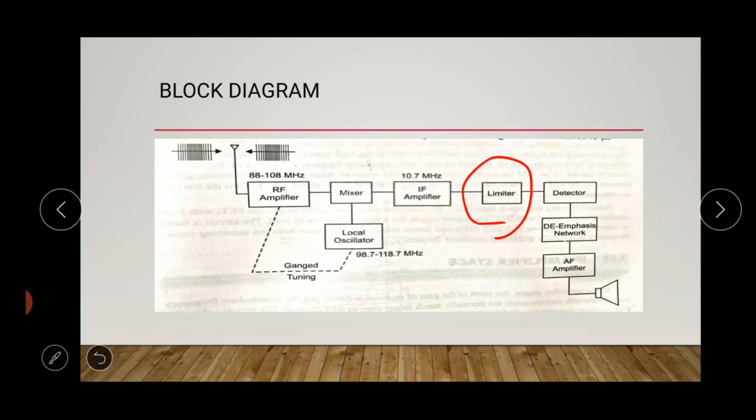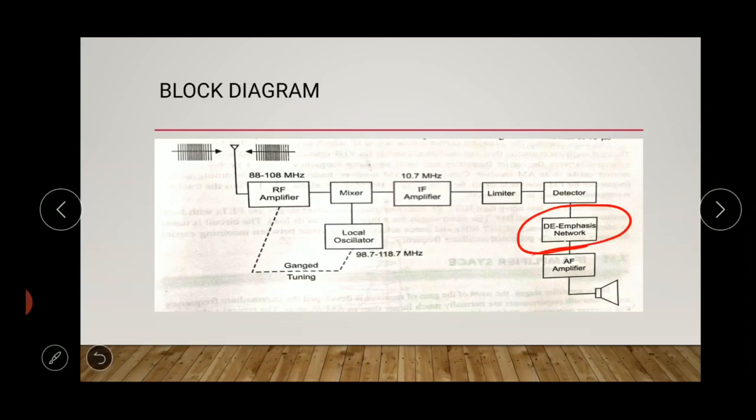Then, the output of the limiter is applied to the detector, which recovers the modulating signal. However, this signal is still not the original modulating signal. Before applying it to the audio amplifier stage, it is applied to the de-emphasis network. This one is the de-emphasis network.